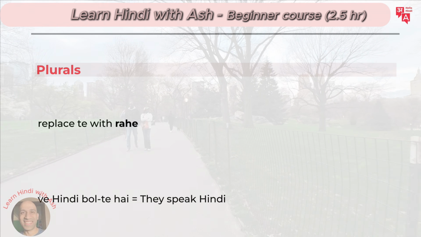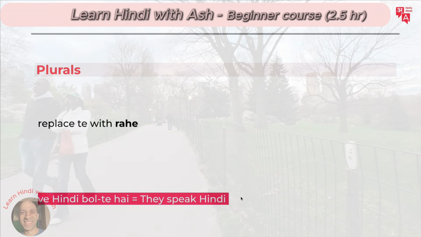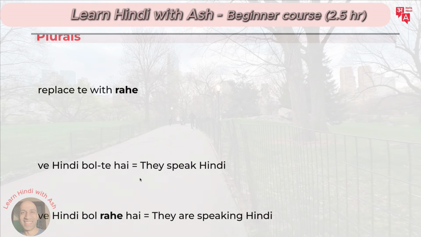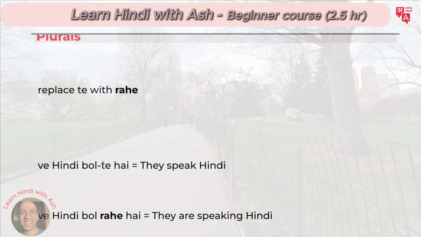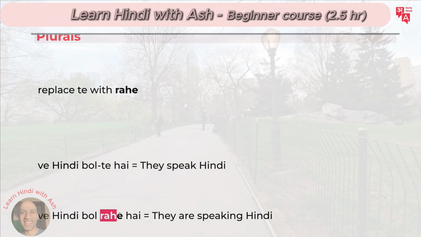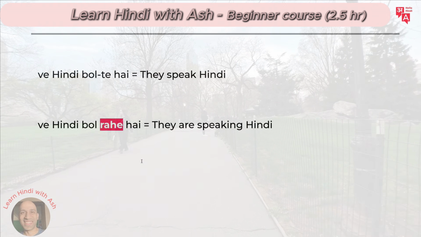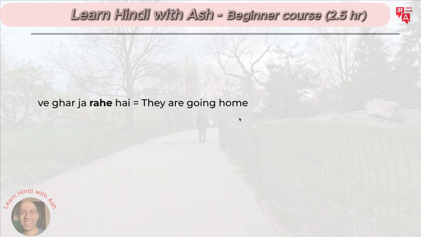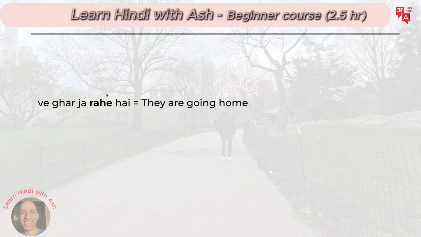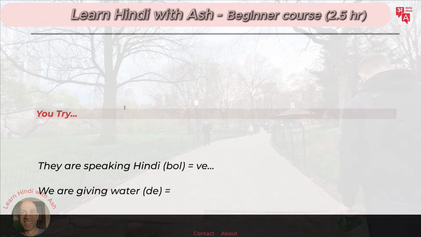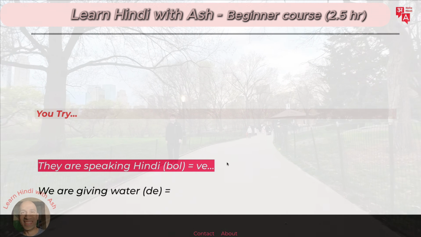So you can say ve Hindi bolte hai. They speak Hindi, right? Ve Hindi bol rahe hai. So because it's plural, you have te here, which is for the mixed group. It becomes rahe. They are speaking Hindi, right? That's how you'll say this. How about this one? Ve ghar ja rahe hai. They are going home. That means they're going home. Right? Same idea. Okay, how can you say this? They are speaking Hindi.